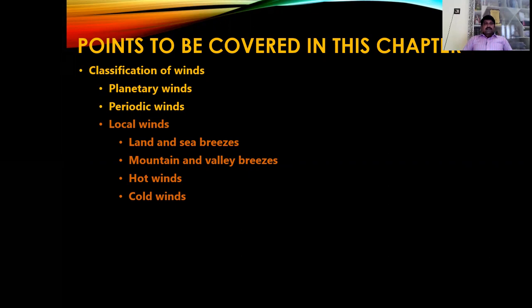In this session, we will discuss the following points. As a part of the previous session, we focused on the classification of winds. Under the classification of winds, we looked into planetary winds and periodic winds. In the present session, we will look into local winds, and as a part of it, we will learn about land and sea breezes, mountain and valley breezes, hot local winds, and cold local winds.